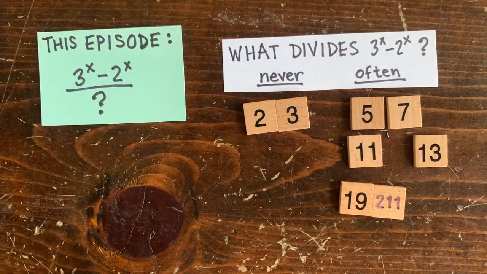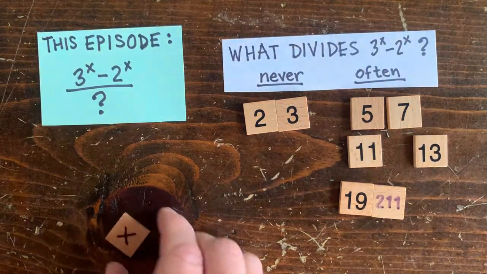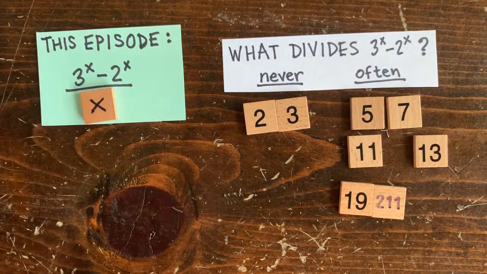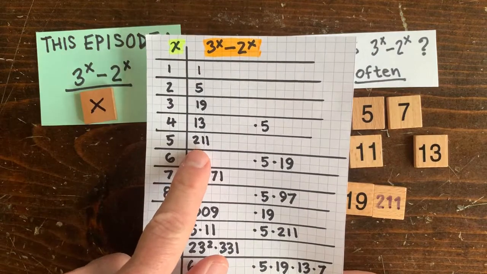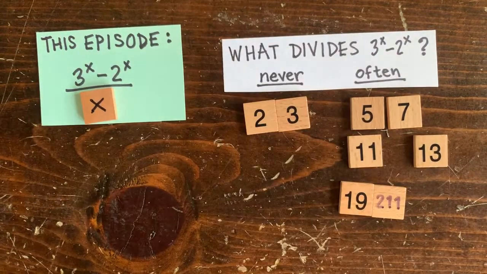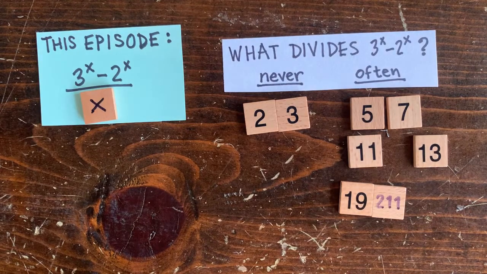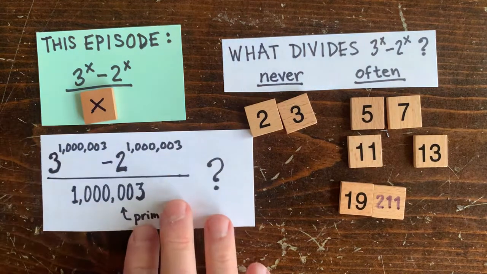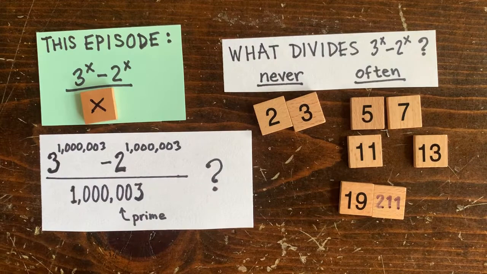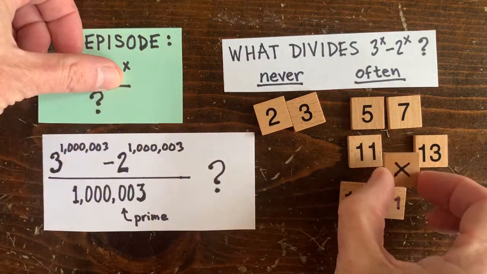That's too hard. How about, is 3^x minus 2^x ever divisible by just x? For example, is 3^5 minus 2^5 divisible by 5? Let's see. 243 minus 32 equals 211. Nope, not divisible by 5. How about 3^100 minus 2^100? Is it divisible by 100? Or 3^1,000,003 minus 2^1,000,003. Is it divisible by 1,000,003? So let's divide and conquer.